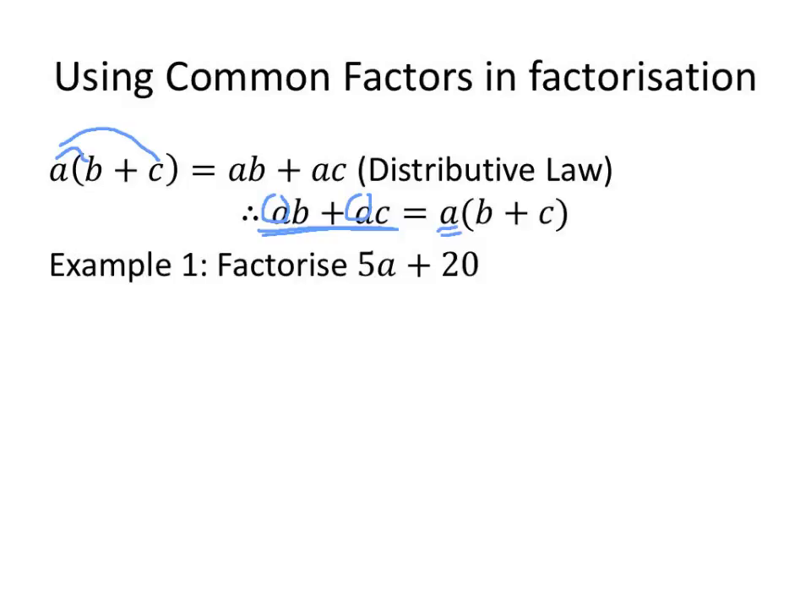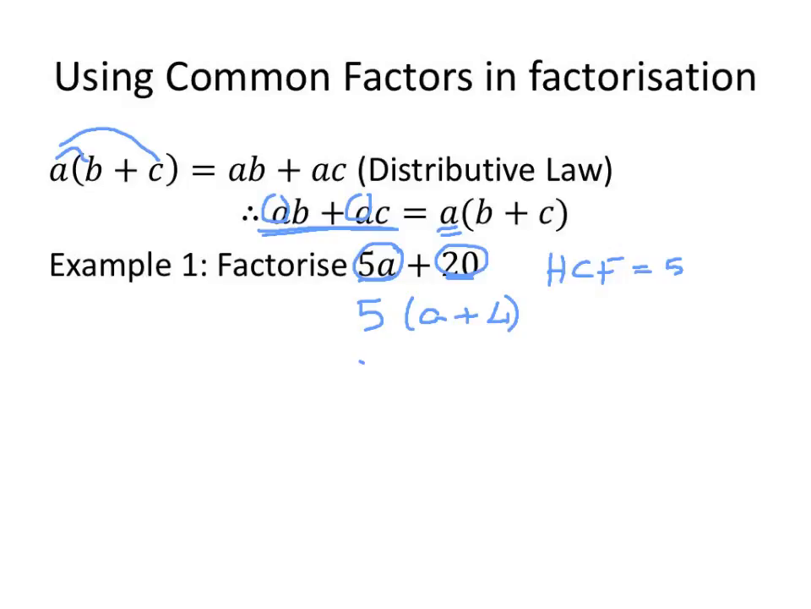Using that, if I look at 5A plus 20, I look for the highest common factor here. The highest common factor between 5A and 20 is going to be 5. So I take out the 5, and I basically divide this by 5. So 5A divided by 5 leaves me with A, and do the same with 20. 20 divided by 5 is going to leave me with 4. And that is taking out the common factor.